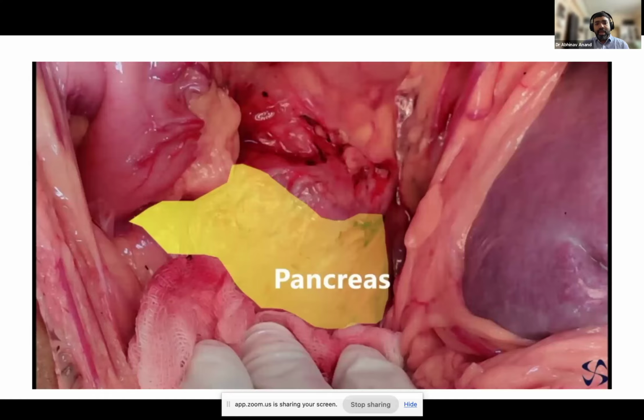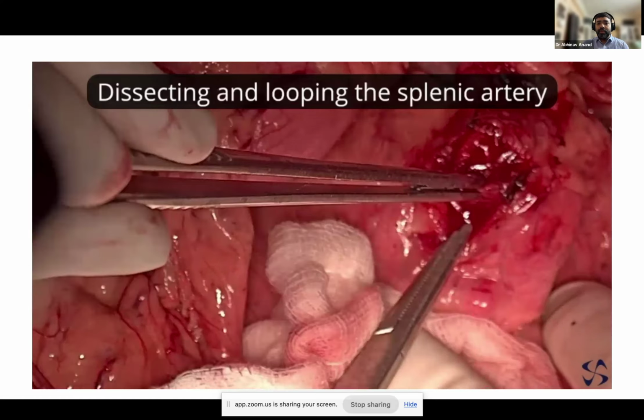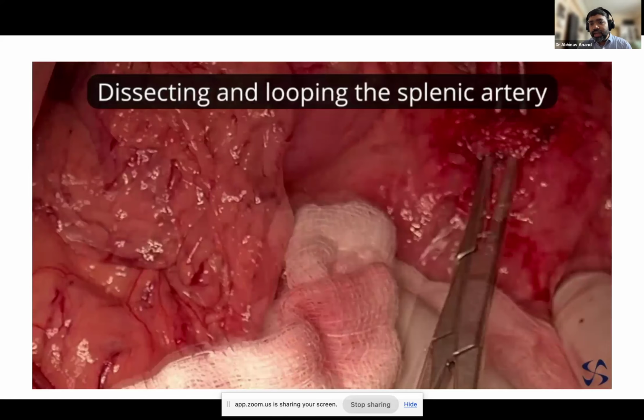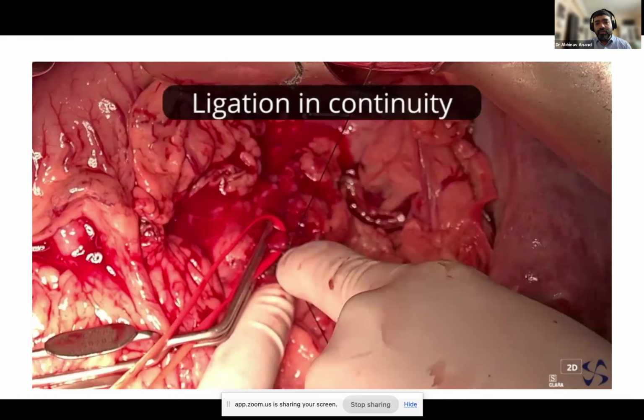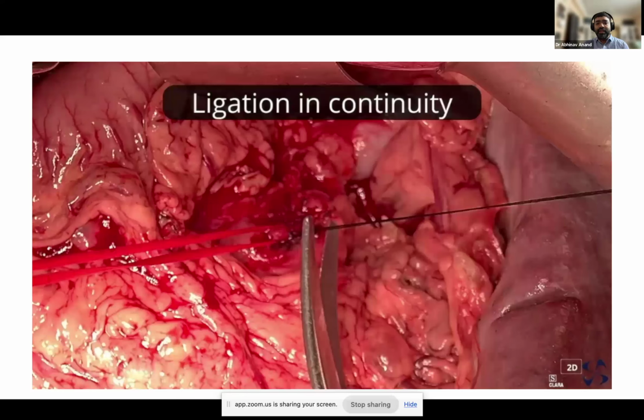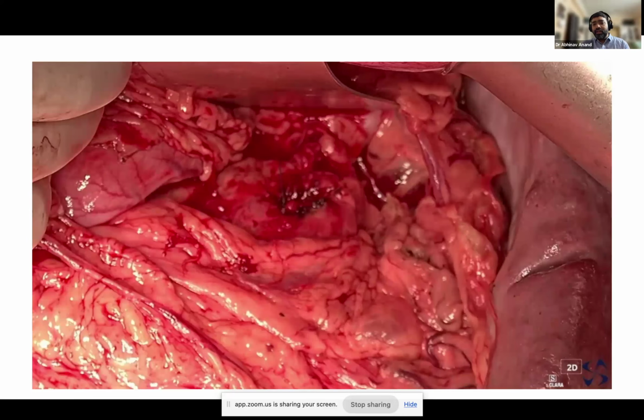Like here we can see the pancreas and the splenic artery, so circumferential dissection is of utmost importance. We have to mobilize the artery adequately using bipolar, and we double ligate it. We do not have to divide the splenic artery. We double ligate it. After the ligation of the splenic artery, the congestion, the flow, the size of the spleen decreases. Also, some amount of decompression of the left system happens, and we have an easy handling of the spleen.